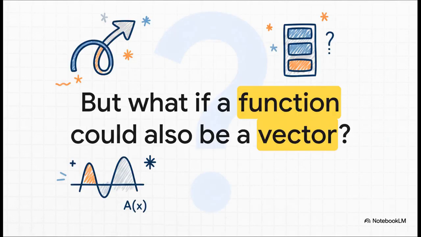Okay, but get this. What if I told you that a function, like a of x, could also be a vector? Or that just a simple stack of numbers could be one too? That sounds kind of weird, doesn't it? An arrow has this clear physical shape, but a function is just a rule. How on earth can you be the same kind of thing?